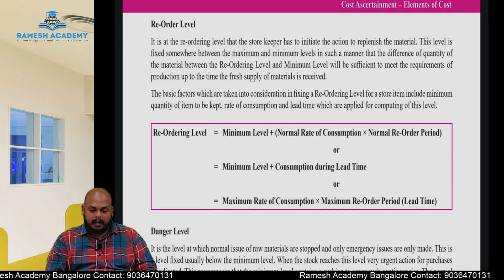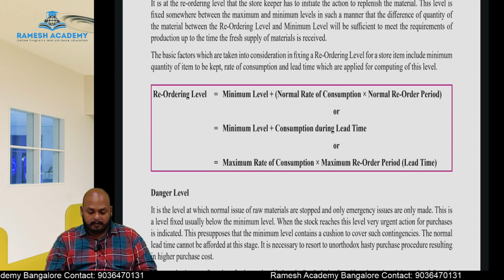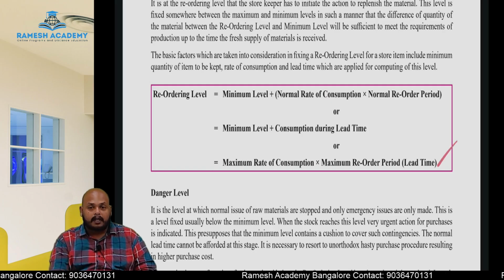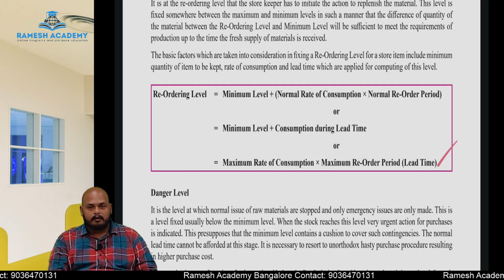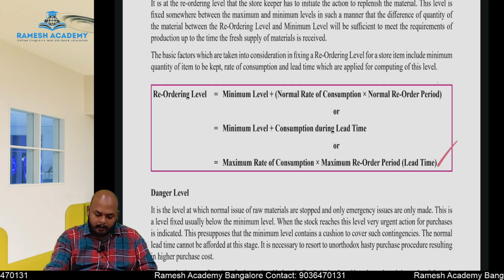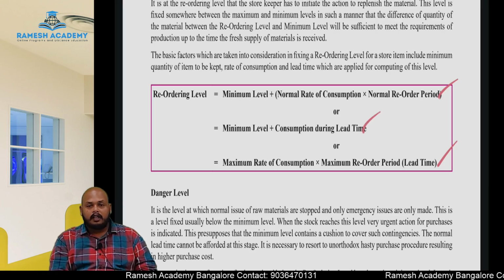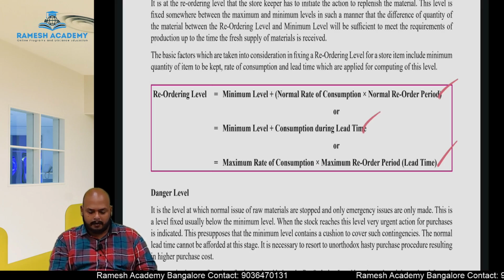Next, reorder level is equal to what? What is the formula? This is the original formula. Maximum rate of consumption into maximum reorder period. This is the original formula, and these two are derived formulas. Depending upon the need, we will use another formula.